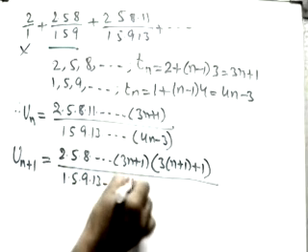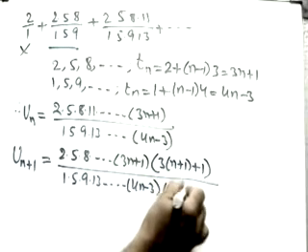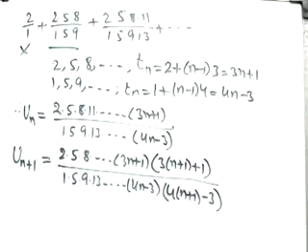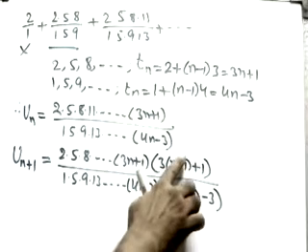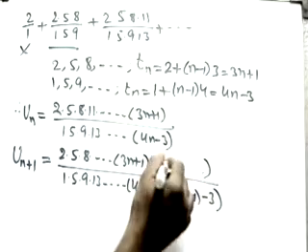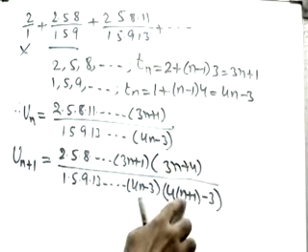So this is 1 into 5 into 9 into 13 and so on. This is the term. The next term will be 4 into (n plus 1) minus 3. Let me do one step. Let me multiply 3 into n: 3 and 3 ones are 3, 3 plus 1 is 4. So we write one step and reduce. This will be 3n plus 4.